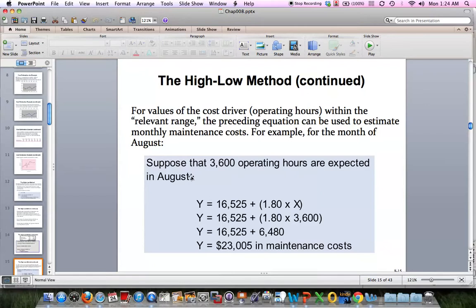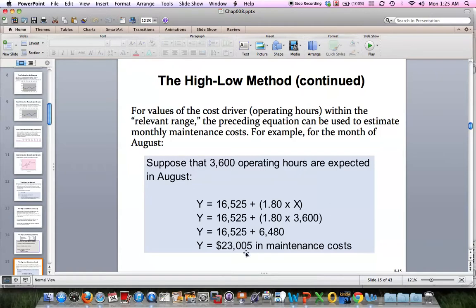And we can continue to solve for that here. Basically what we're going to do now is guess, or assume, what we expect operating hours for August to be. Obviously we're guessing, we don't know for sure, but if we're trying to predict August cost, we have to be able to predict operating hours for August because that's going to be a key driver of operating cost. And so we use our 16,525 plus $1.80 times x, where x is the estimated operating hours for August. So 16,525 plus $1.80 times 3,600, and we get $23,005 in maintenance costs.